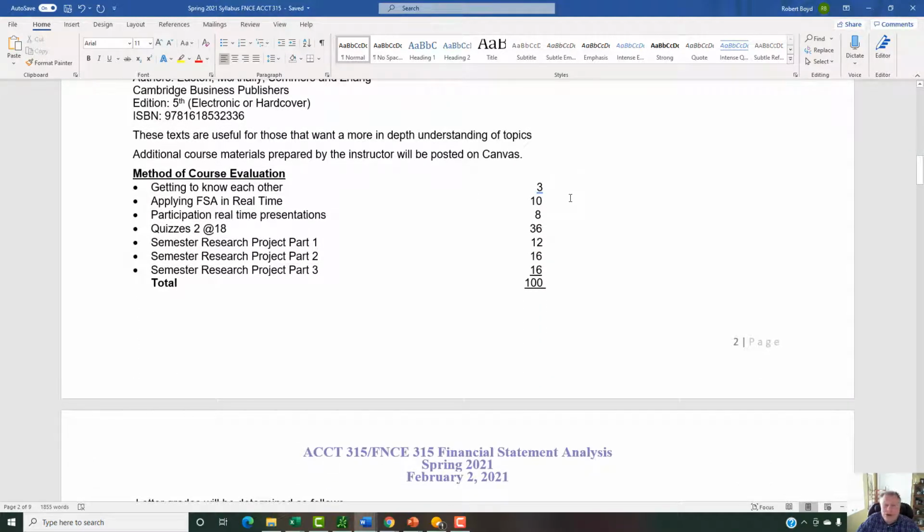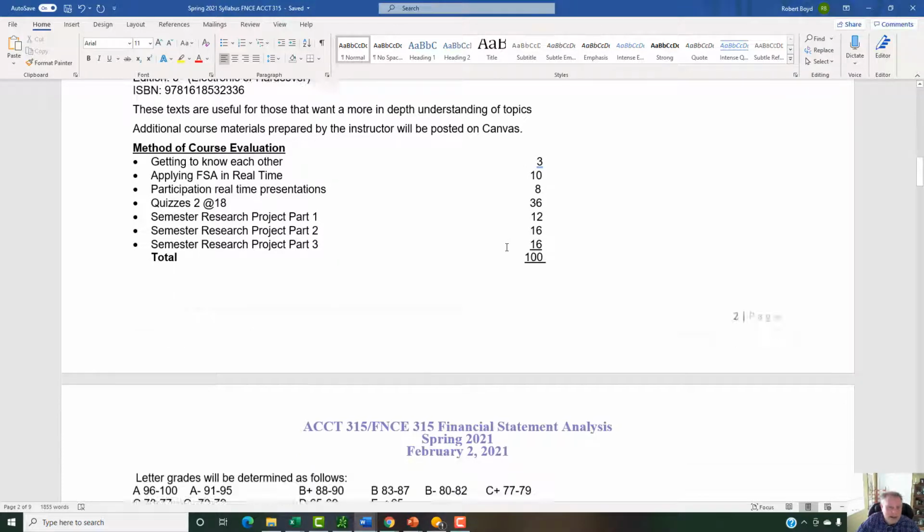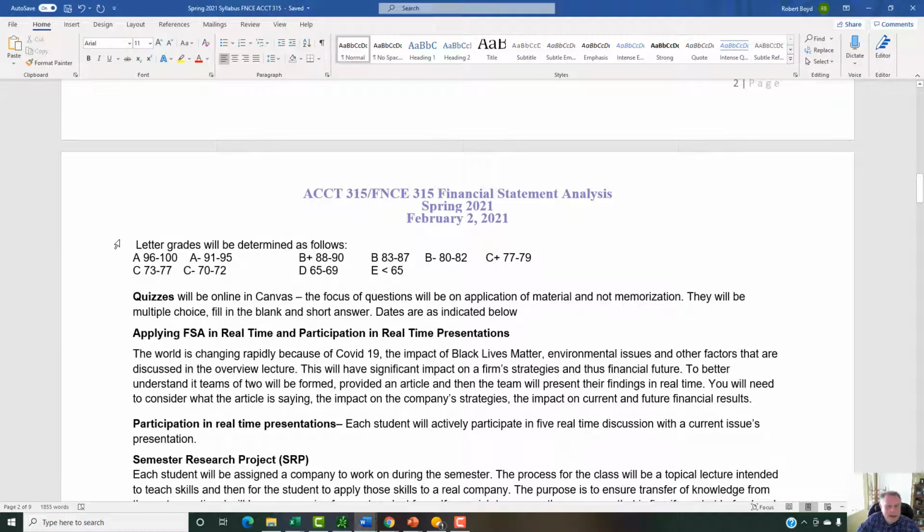First assignment is getting to know each other. And we're going to talk about all of these in a moment. Applying financial statement analysis in real time. Participation in real-time presentations. There will be 2 quizzes, each worth 18, and you're going to be working on an application project, research project through the whole semester. So a good piece is that. That gives us 100. Here is how we break them down.